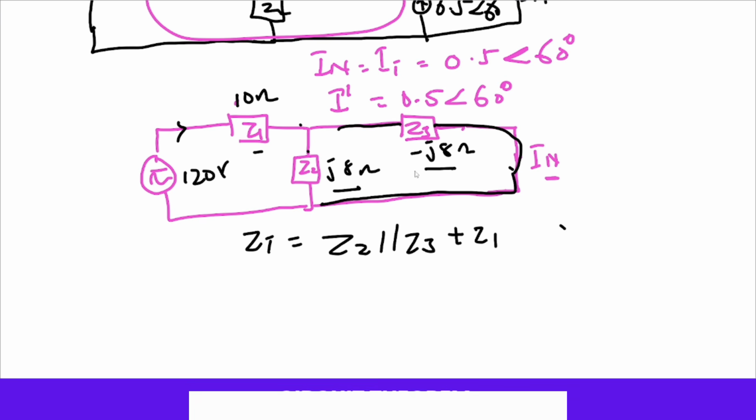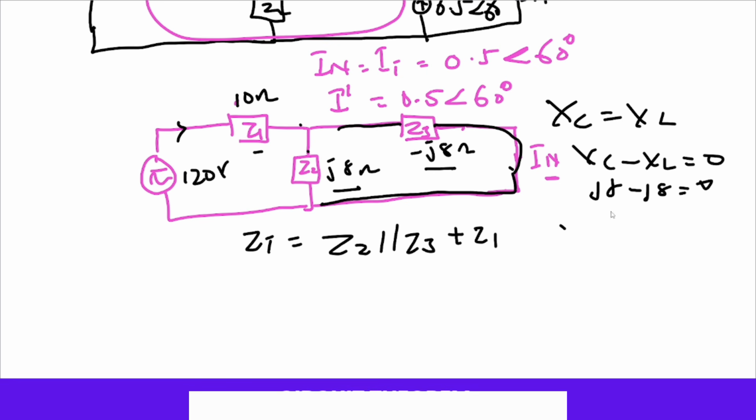Okay. So we know that since all of them have the same parameter, one of them is negative. What will happen is that it's going to form something we call resonance. Resonance is a situation whereby inductive reactance is equal to capacitive reactance, right? So XC is equal to XL. That is a condition for resonance to occur. It means that XC minus XL is equal to 0. You can see clearly that J8 minus J8 will be equal to 0. So that's the condition for resonance.